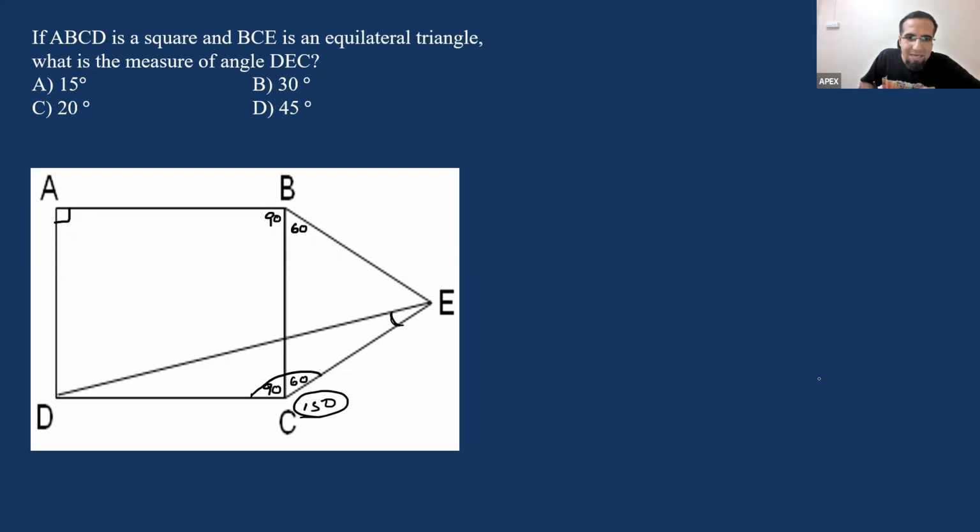Now if BEC is an equilateral triangle, this side is equal to this side, which is equal to this side. Okay. Now ABCD is a square. If ABCD is a square, can I say BC is also equal to AB, which is also equal to AD, which is also equal to DC? So now if I see in triangle DCE, I see the side CE is equal to the side DC. Which means, can I say the angles opposite to the equal sides are equal? Which means angle D is equal to angle E?